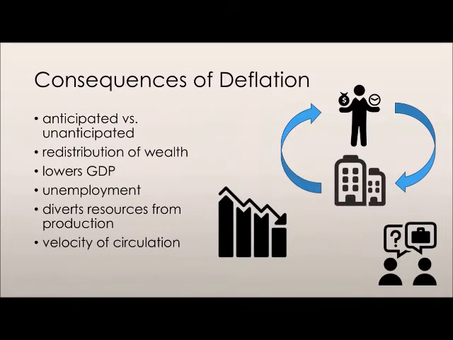Unanticipated deflation results in a redistribution of income and wealth, lowers the real GDP and unemployment, and diverts resources from production. I'll give a brief explanation of the consequences, but for a more in-depth analysis on these effects, click the card on the top right-hand corner of your screen now, which will redirect you to a previous video I made covering the topic.